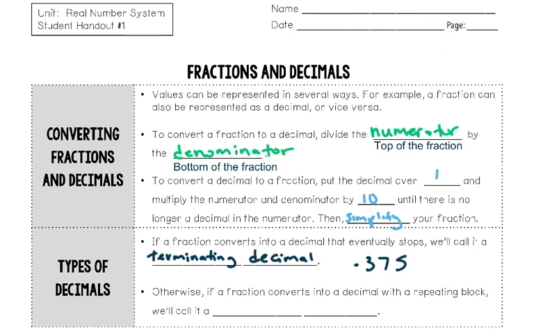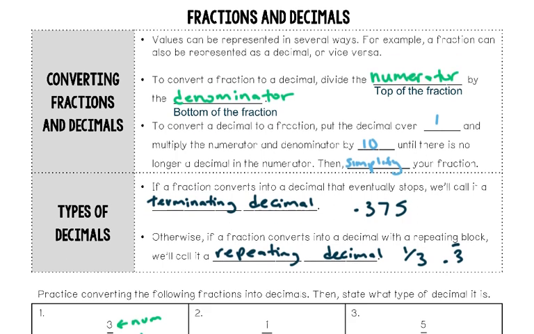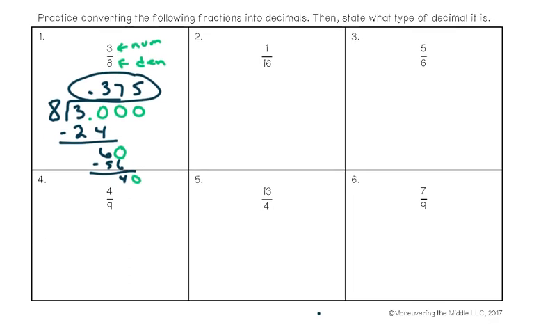Otherwise, if a fraction converts into a decimal with a repeating block, we'll call it a repeating decimal. So that's kind of common sense. For example, if you've ever looked at the number 1/3, you would end up typing that in your calculator, 1 divided by 3, and get 0.3333333 forever and ever and ever. We recognize that repeats, so we call that a repeating decimal. And instead of writing that, math people are lazy, and we just put a little hat on the number that repeats. So now that we have those two definitions, let's look back at our practice that we started with.